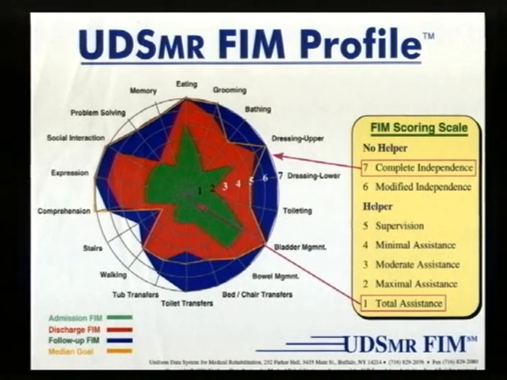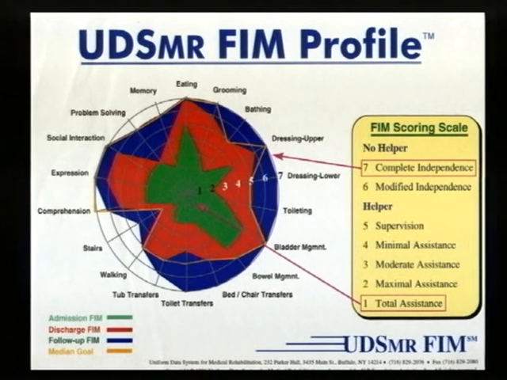evaluated. So we have eating, grooming, bathing, upper limb dressing, lower limb dressing, toileting, bladder management, bowel management, transfers from a bed to a chair, transfers on and off a toilet, in and out of a tub, walking, doing stairs, comprehension, expression, social interaction, problem solving, and memory. So as you can see, this really covers the gamut of all those things that might be affected in individuals with an acquired lesion to the central nervous system. Then the colors here represent different time points when an individual has been evaluated.